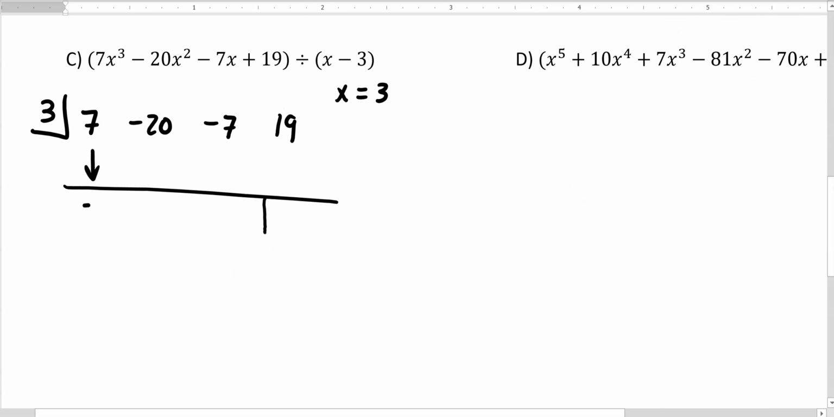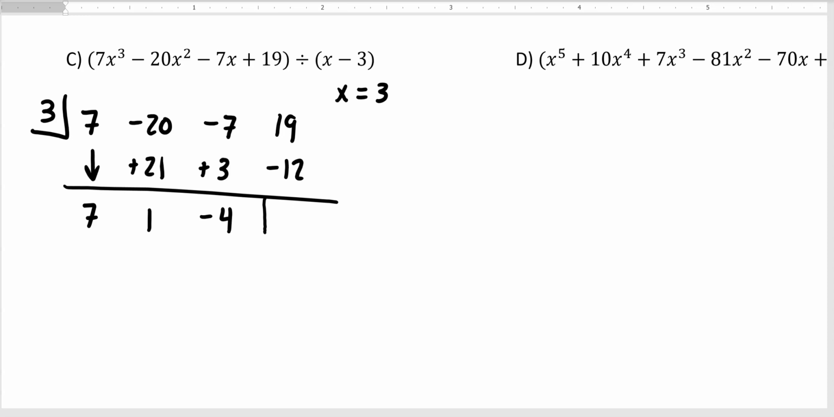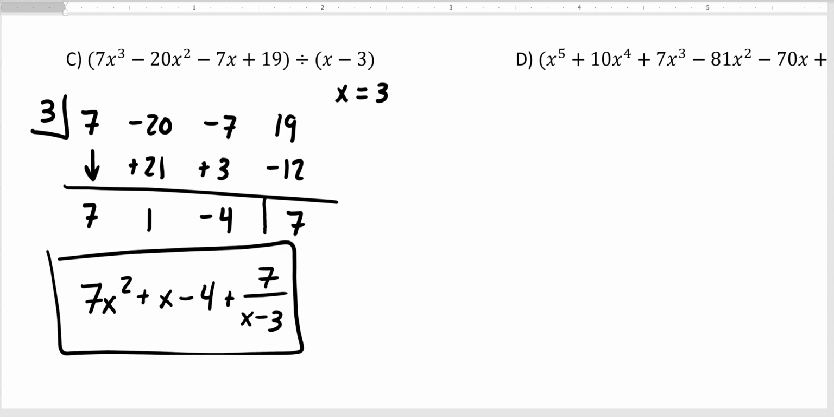So we start by dropping down the 7. 3 times 7 is positive 21. -20 plus 21 is 1. 3 times 1 is positive 3. -7 plus 3 is -4. 3 times -4 is -12. 19 minus 12, 7. So we're 1 degree less, so our quotient would be a quadratic 7x squared plus x minus 4 plus 7 over x minus 3. And there would be our quotient.